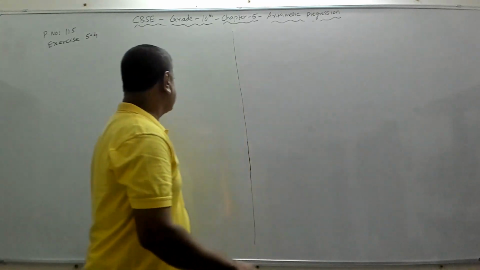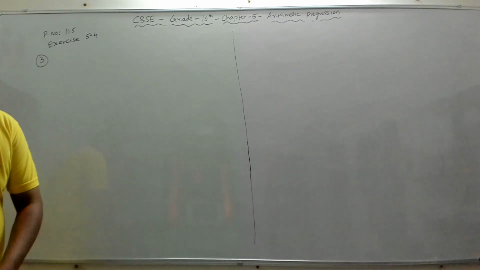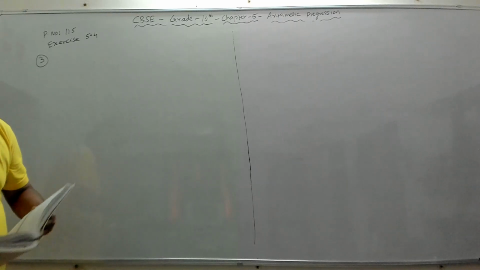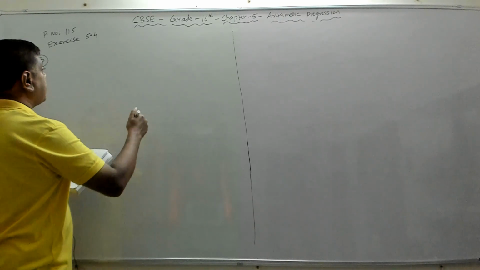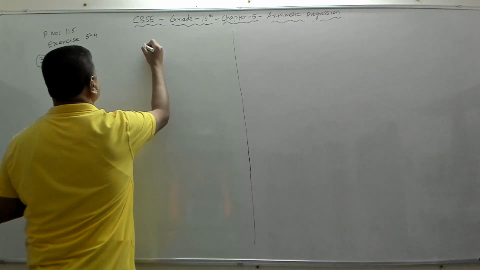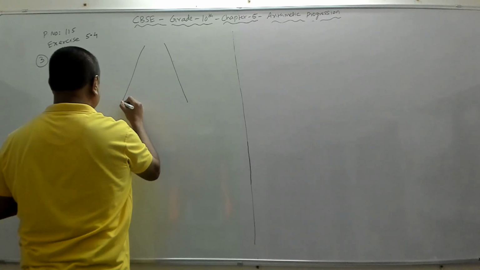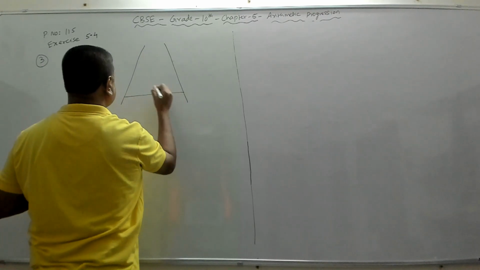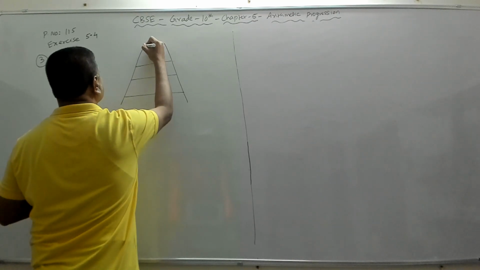The next one is problem number 3, important. It says a ladder has rungs 25 centimeter apart. So there is a ladder like this. So we have a ladder. So it has rungs. These are called rungs. Like that there are many rungs.